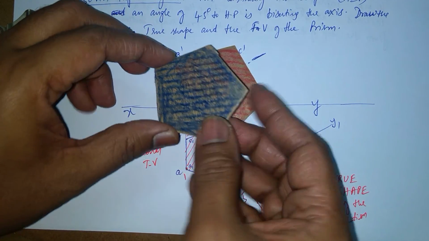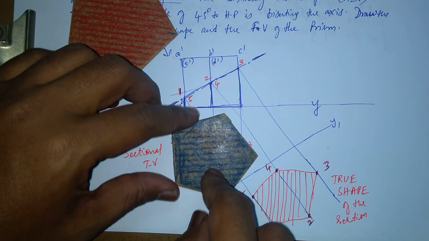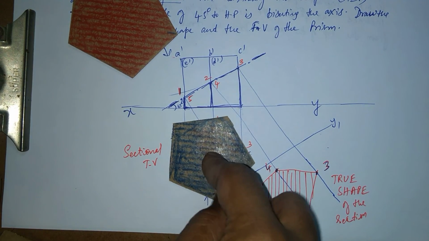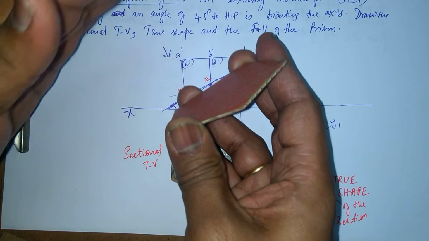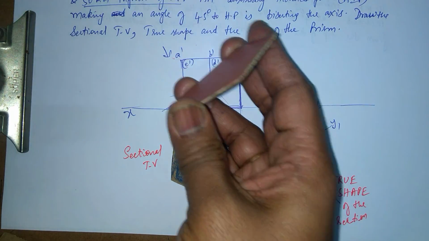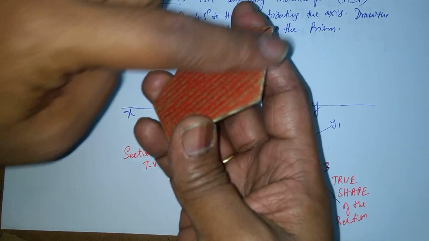This is the apparent shape. This is the apparent view. Apparent shape in the top view. This is the true shape. I see the true shape when it is perpendicular to this plane. To this plane, this is perpendicular. So this is where I see the true shape.